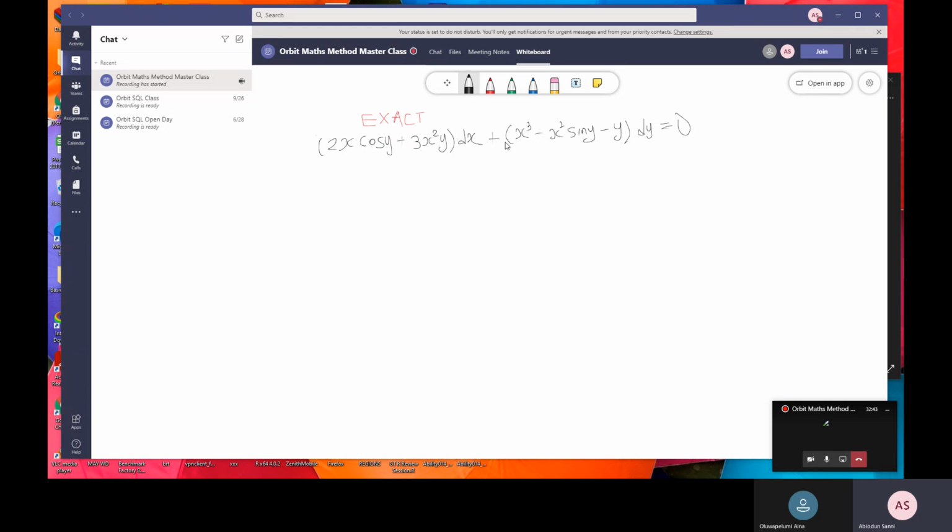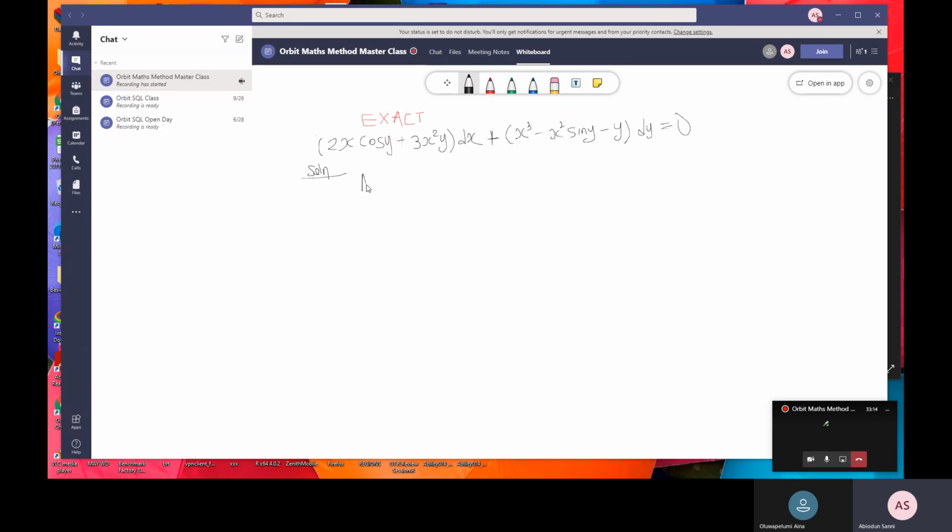Easy question, right? Okay, so let's try and look at this. So let's use the grouping method first. Grouping method. So first of all, let's verify whether it's an exact equation.